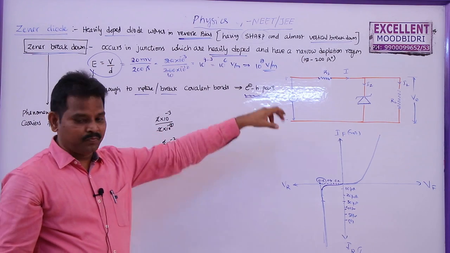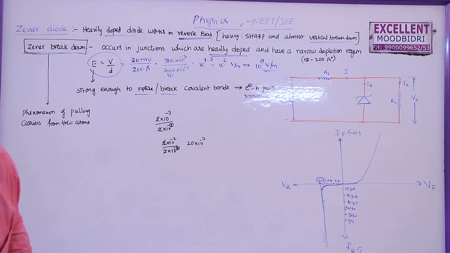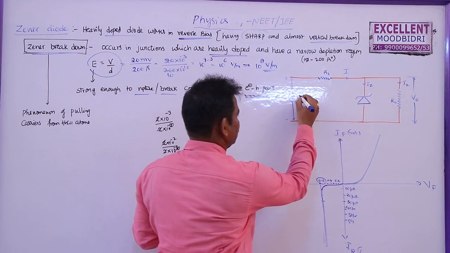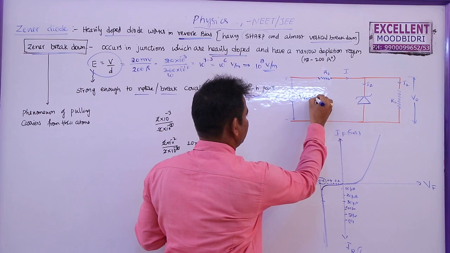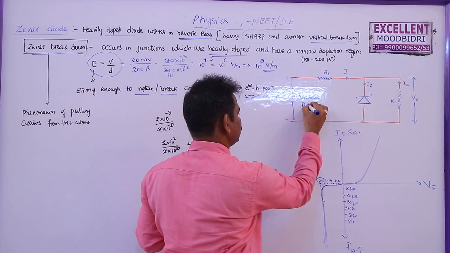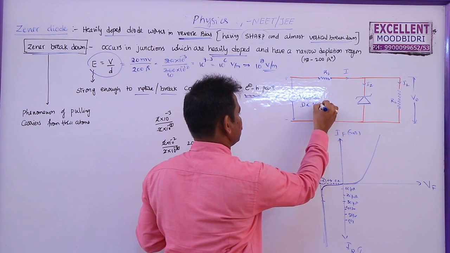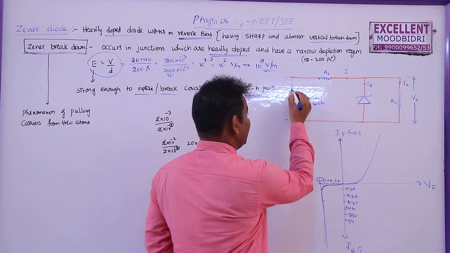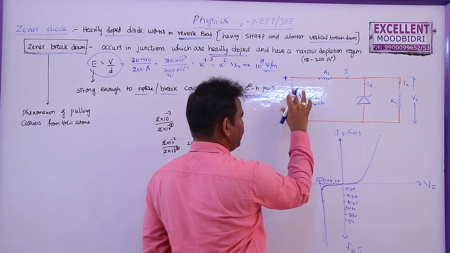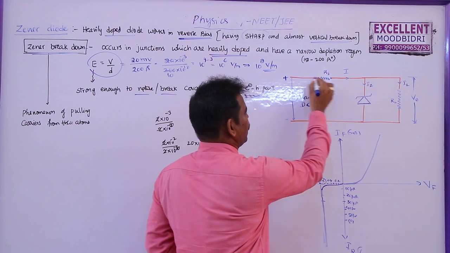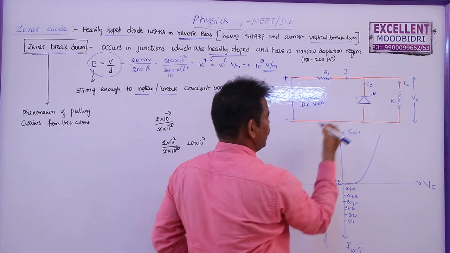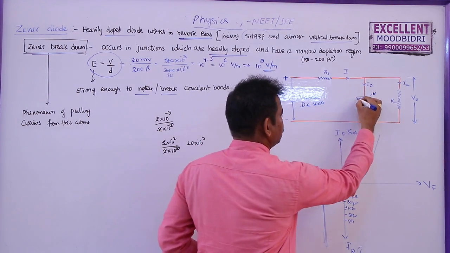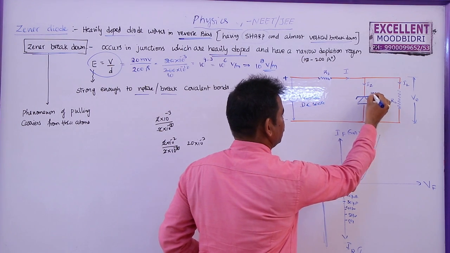Here I am showing a simple circuit of a Zener diode. In this we have an input DC source, a variable DC source whose voltage varies from 0 to a given value. The positive terminal of this battery, a variable battery, is connected to the N side of a diode, and the negative terminal is connected to the P side of the Zener diode, and the Zener diode we are denoting with Z here.